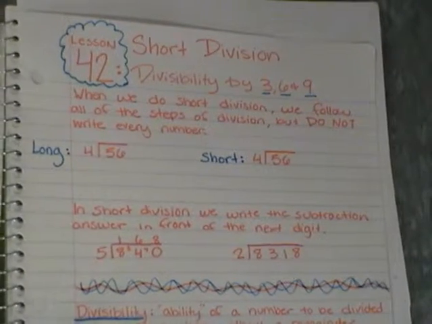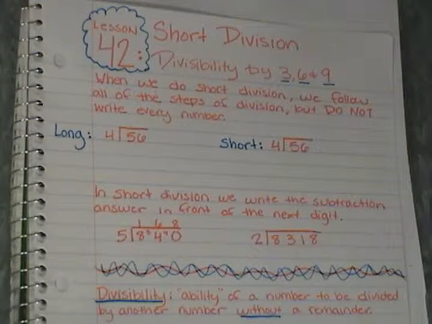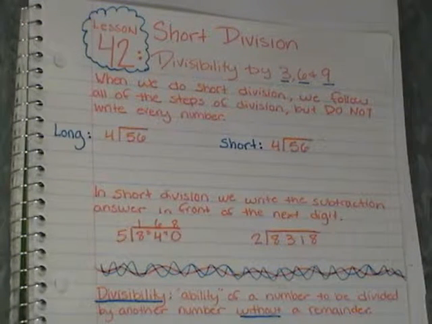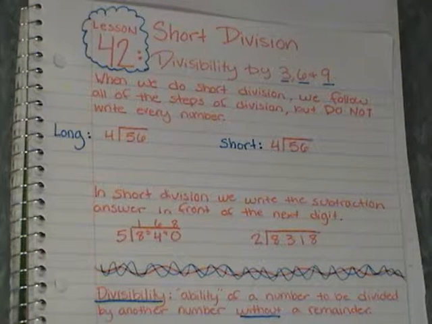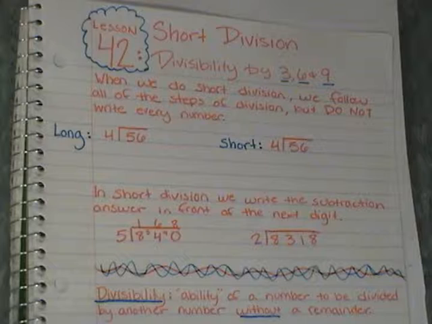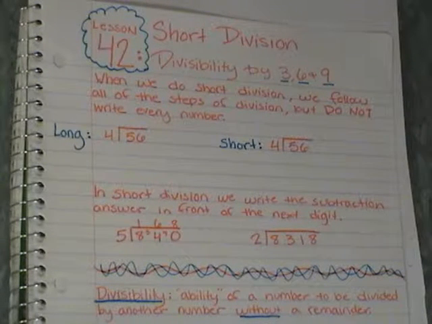Alright, tonight's lesson is lesson 42, and we are doing two things tonight. We're doing short division and divisibility by 3, 6, and 9. Okay, so first we're going to start with short division. And when we do short division, go ahead and write this down. We follow all of the steps of normal division, but we do not write every number down.